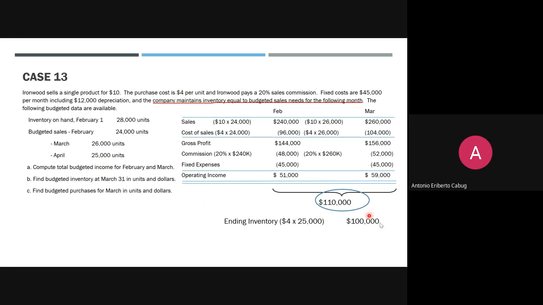Each inventory costs $4. So in dollar terms, it is 100,000. 25,000 units and $100,000. Okay? So that is your answer for letter B.